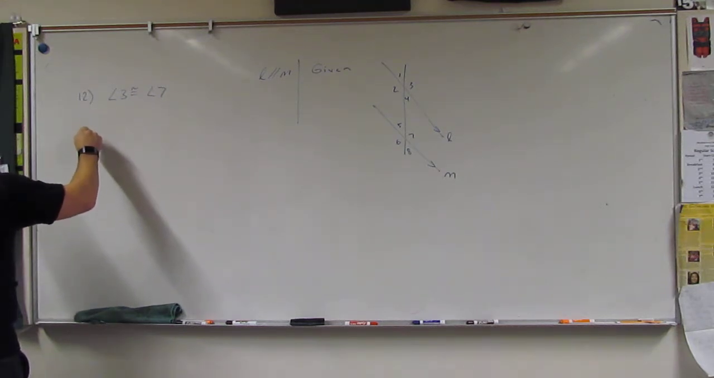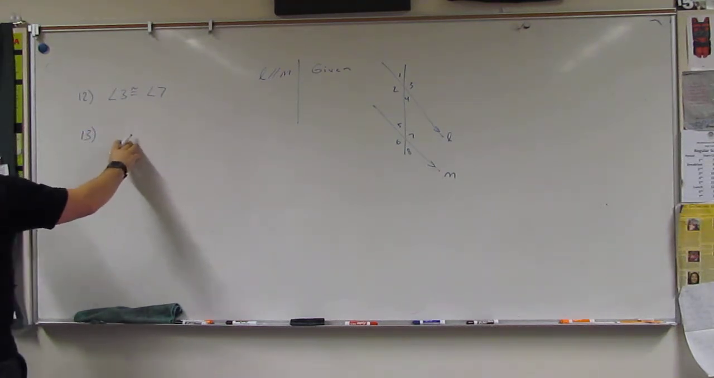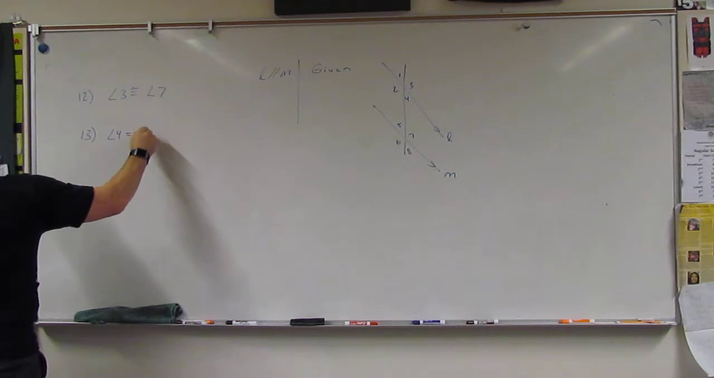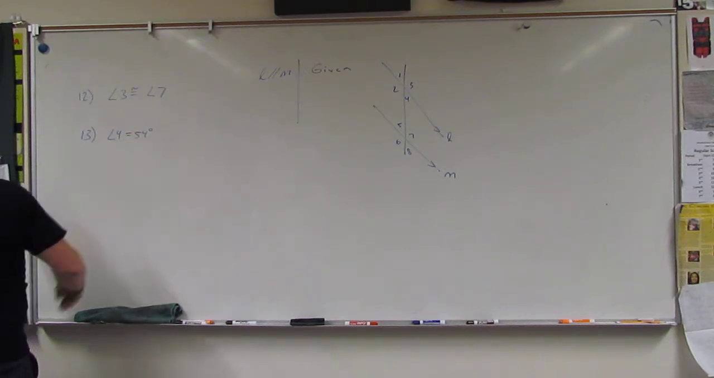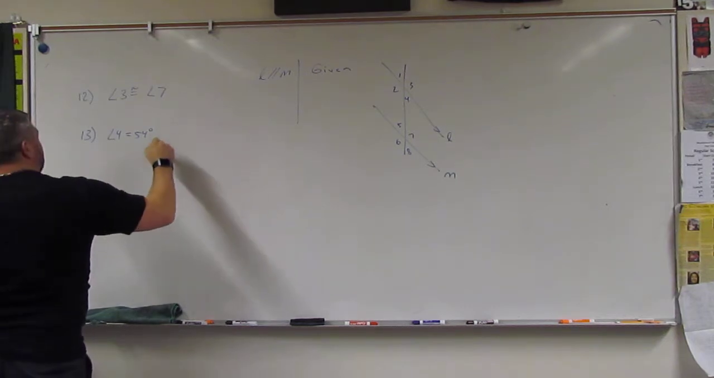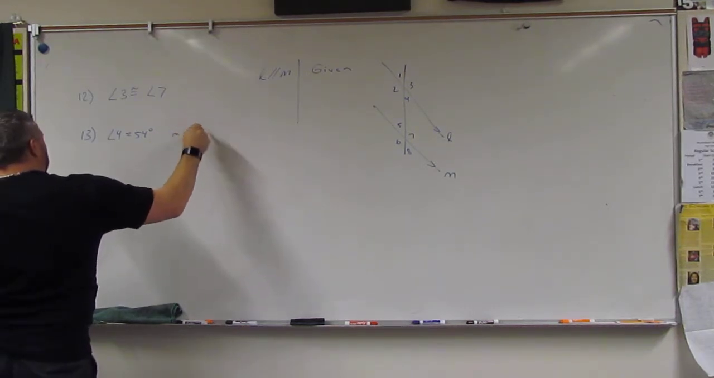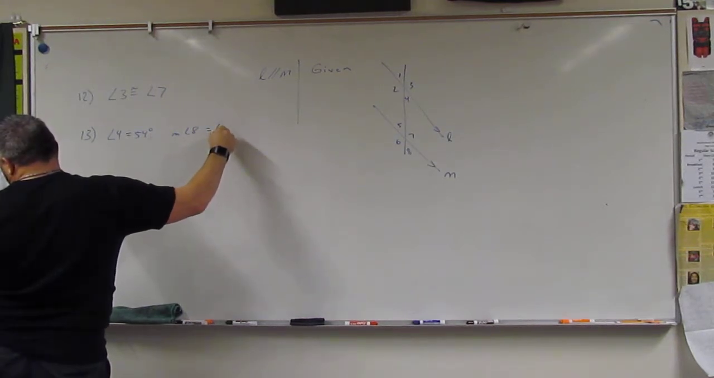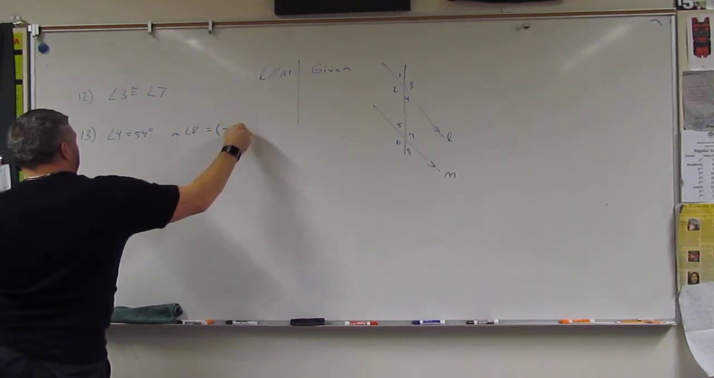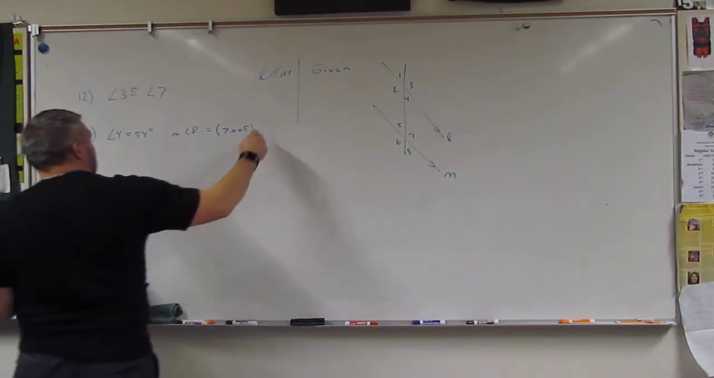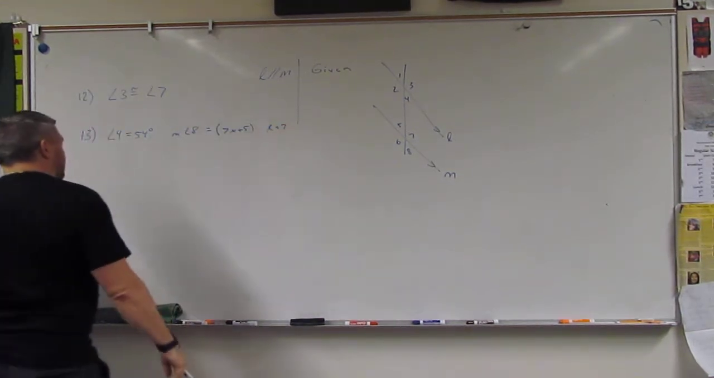13. It is angle 4 is equal to 54 degrees. The measure of angle 8 is equal to 7x plus 5. And then they say that x is equal to 7.